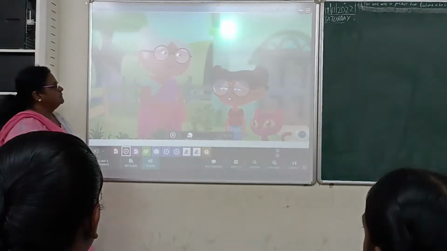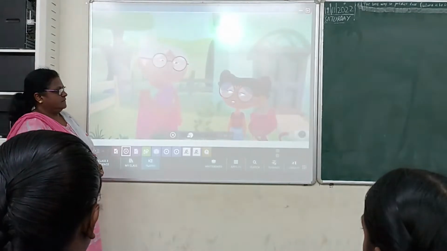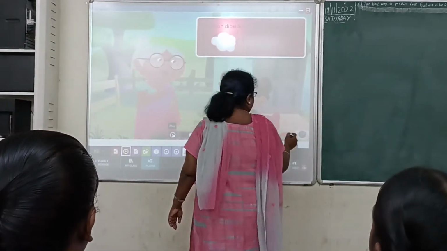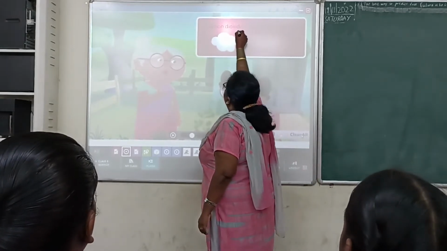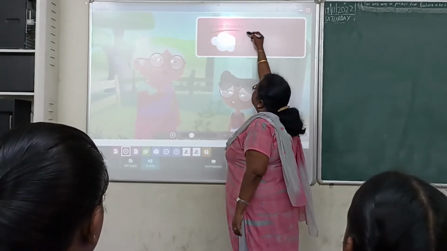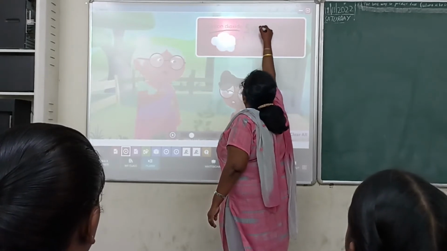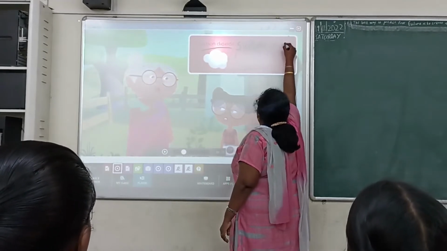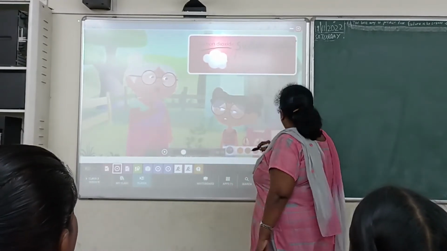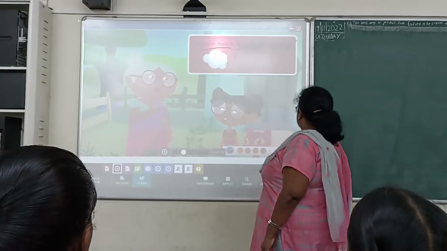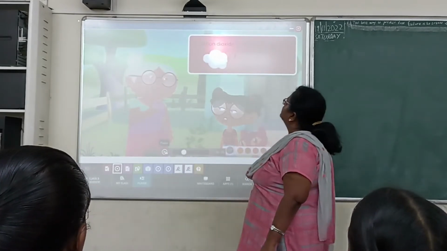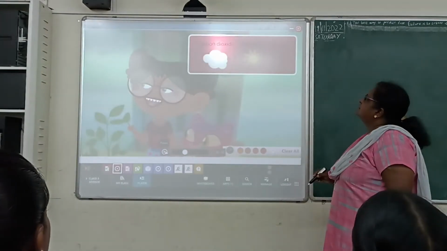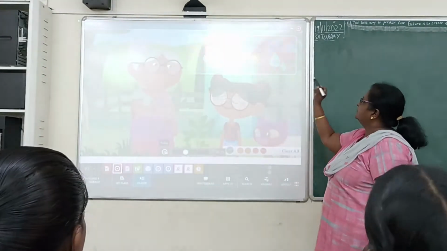It needs these leaves to prepare its food. Plants need three things to prepare their food. Carbon dioxide. What does it require? Carbon dioxide, and then sunlight, and water. So these are the three things the plant requires for preparation of food. Carbon dioxide, sunlight, and water. So you got it? Right.